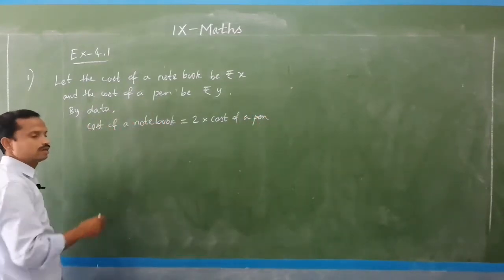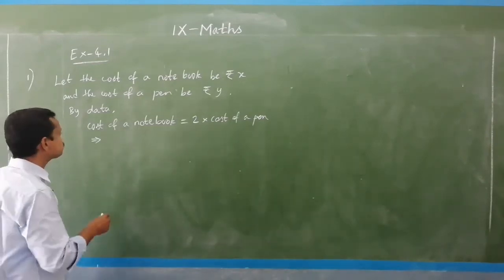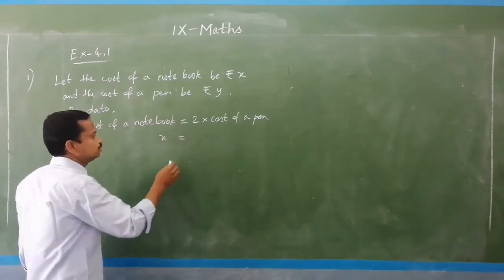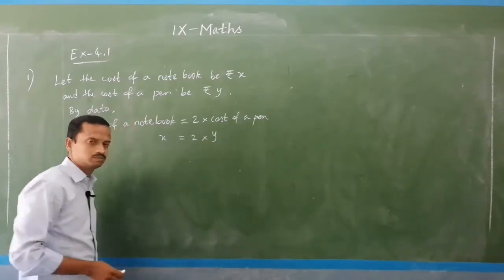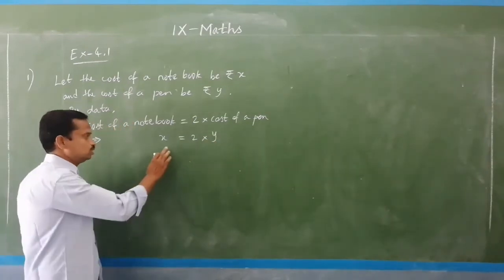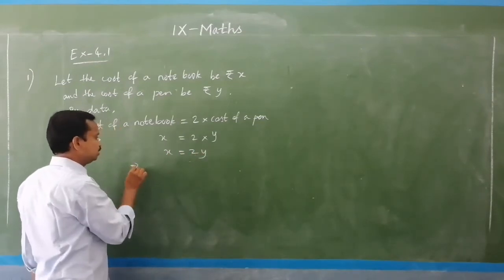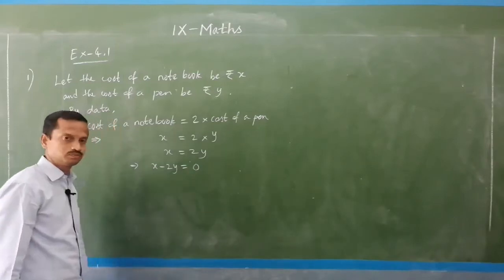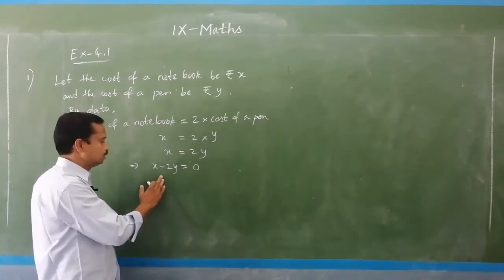By data I have to write, data means nothing but the given part. So the cost of a notebook is x, and this equals 2 into the cost of a pen, which is y. That means x equal to 2 into y. So x equal to 2y, and this you can write as x minus 2y equal to 0. This is why I am writing like this.